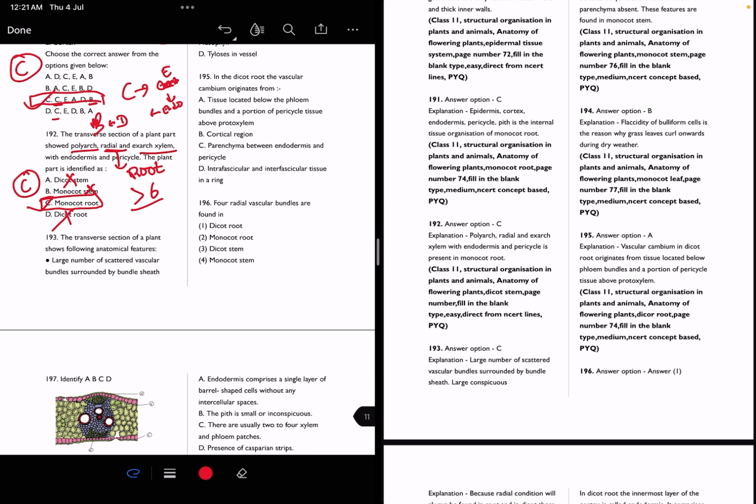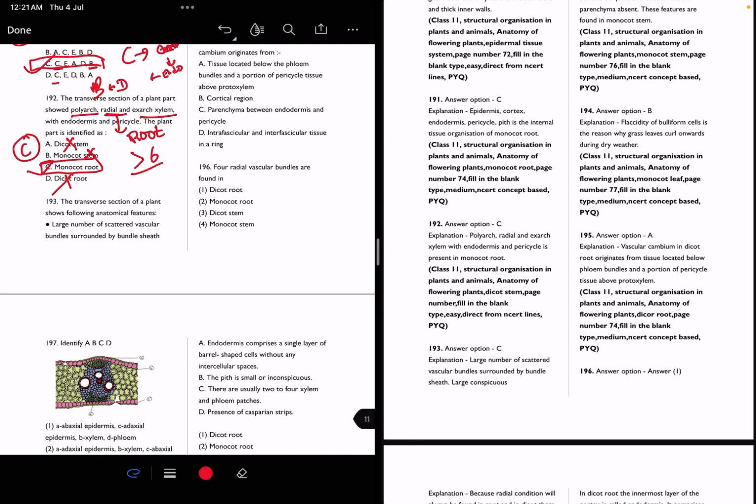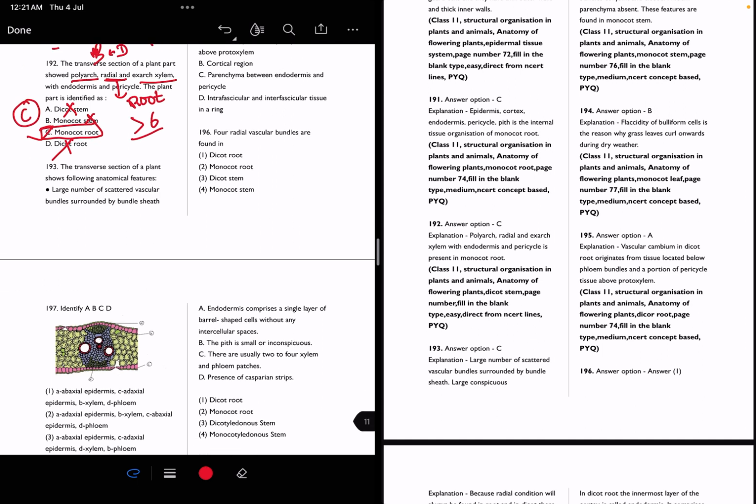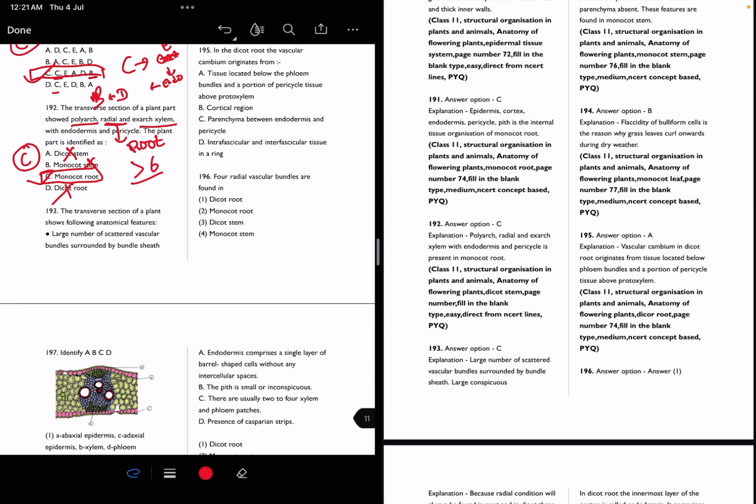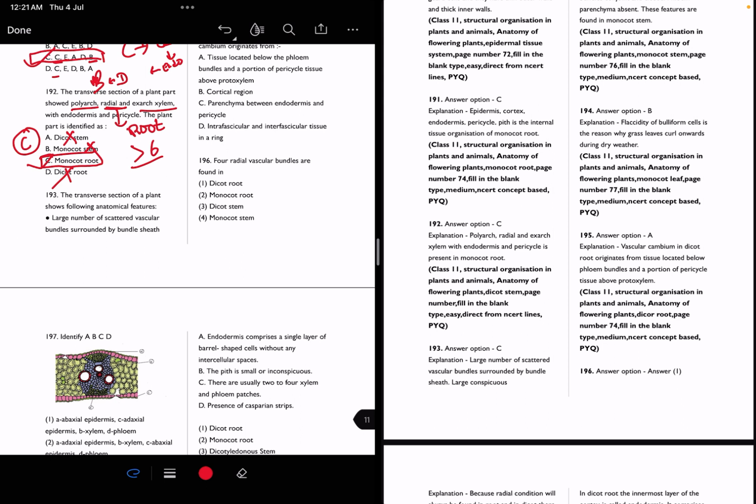Here we are fighting for a competitive exam, and in the present scenario there is no chance for silly mistakes. There is no way to waste our time. How to manage time is important. So in this scenario we should learn how to approach a question. Question approach is important. The transverse section of the plant shows the following anatomical features.